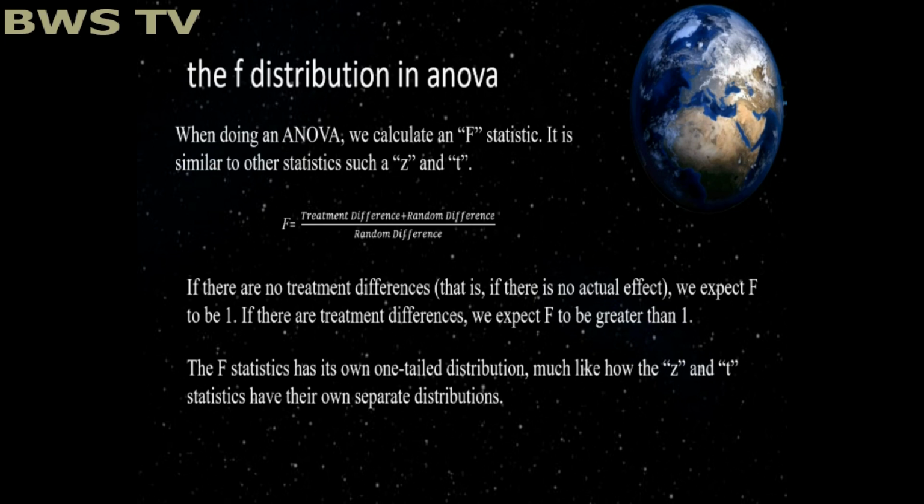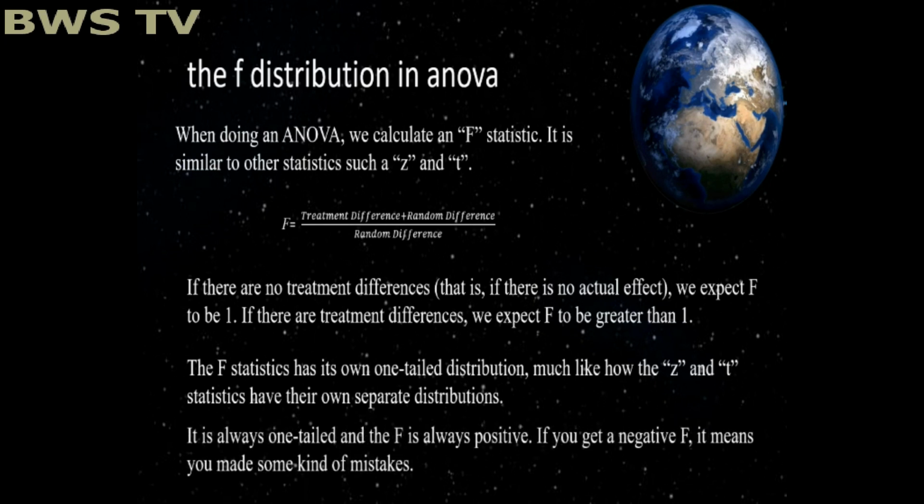The F statistic has its own one-tailed distribution, much like how the Z and T statistics have their own separate distributions. It is always one-tailed and the F is always positive. If you get a negative F, it means you made some kind of mistake.